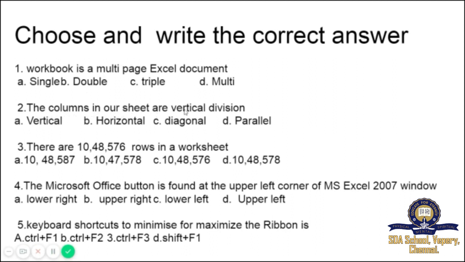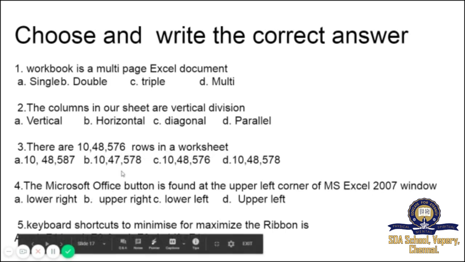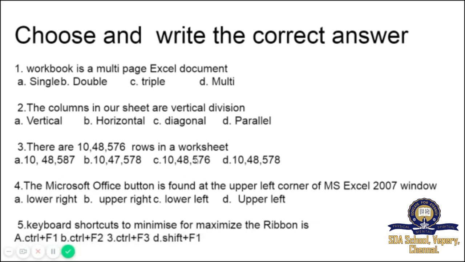The column in our sheet is a vertical division. You have to select the vertical option. Vertical is the right option. Then, there are 10,48,576 rows in a worksheet. How many rows? 10,48,576. Option C is the right answer.